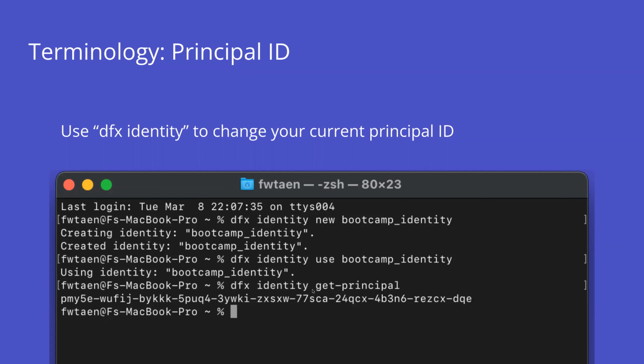I see there's a question in the chat. Is the anonymous principal the same as the zero address? The zero address is a special address in the ledger that is used for minting and burning. But the anonymous principal ID is something else.